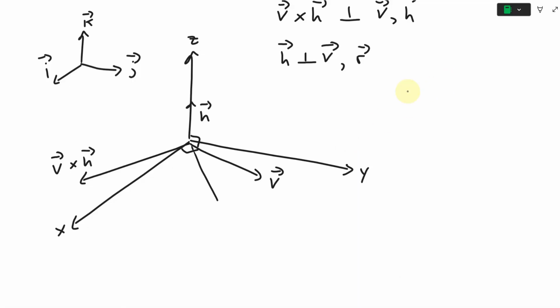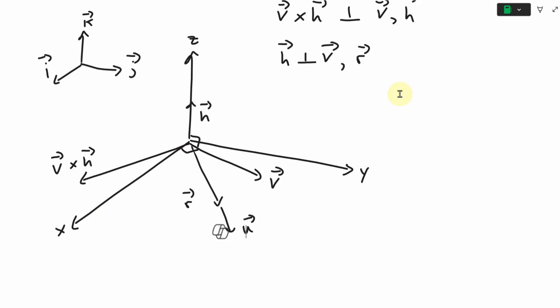So let's say our position vector is r, like that. I'm just drawing it out randomly. So that's r. And then the unit vector is also going to be parallel to that. And remember, r is perpendicular to h. So this is going to be the u vector, like that. So u is on there.